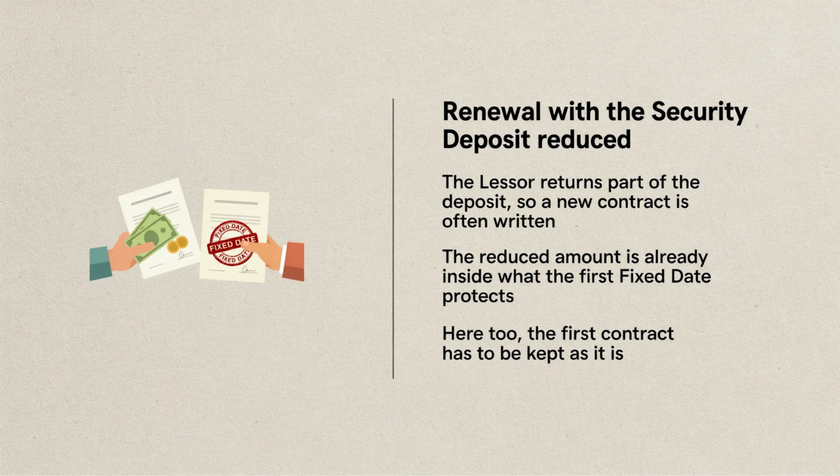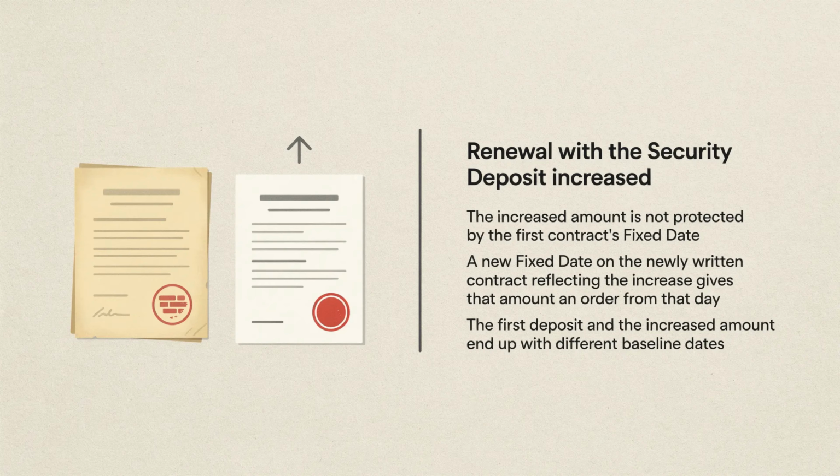It is increasing the deposit. The handling changes here. The increased amount is not protected by the fixed date on the first contract. Raising the deposit means a new contract is written. A new fixed date has to be obtained on that newly written contract reflecting the increase. Only then does the increased amount hold an order from that day. The first deposit and the increased amount end up with different baseline dates.